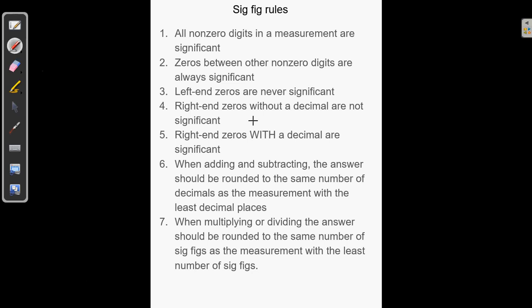So for example, if you had 0.1, okay, this left end 0 is not significant. It's just a placeholder. If you had 0.01, that's only one significant number, okay, because the 2 left zeros are not significant. Right-end zeros without a decimal are not significant. So if you had 610, okay, there are only 2 significant figures.